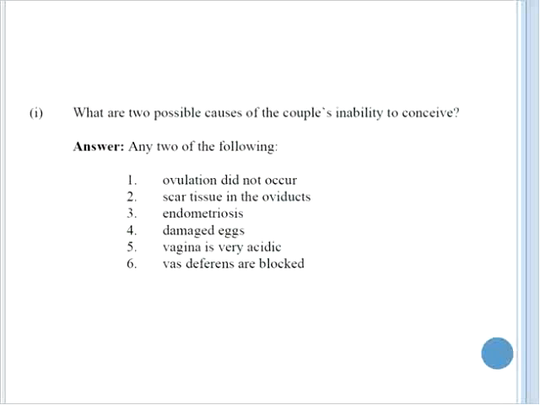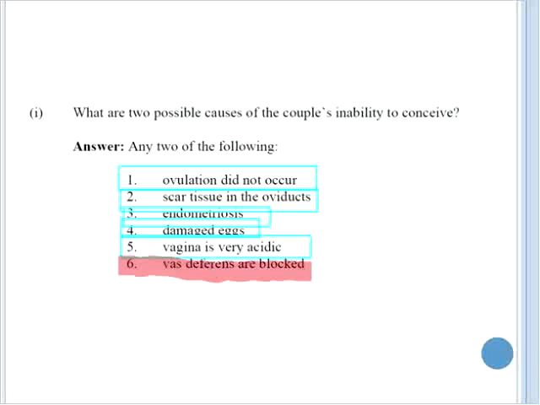For Part 1, the problem must be either ovulation did not occur, scar tissue in the oviducts would lead to this, endometriosis, damaged eggs, potentially a very acidic vagina, or possibly the blocking of the vas deferens. While the male is producing healthy sperm cells, they may be blocked from passing through the vas. Either of those two would be acceptable.